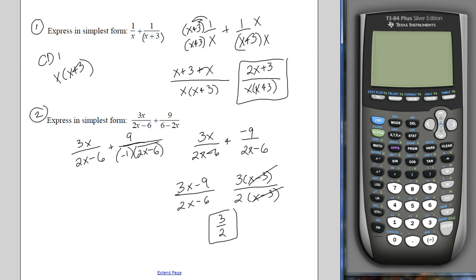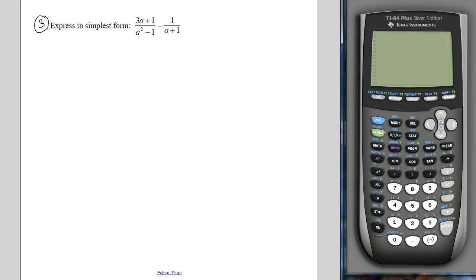Let's try another one. This is the super deluxe hardest one. And so this is going to make us go over a little bit on time, but that's okay because it's a really good problem. So now I see a problem here. Simplest form, 3a plus 1 over a squared minus 1 minus 1 over a plus 1. All right, this has a bunch of stuff. So first off, it's a subtraction problem. It also doesn't really match up unless I factor this first. And a lot of people can see that. That's not a bad factoring.